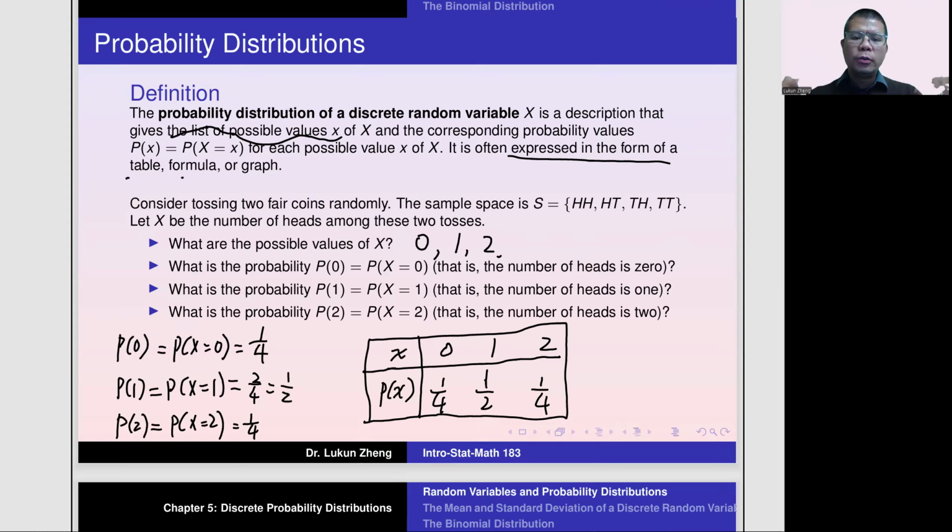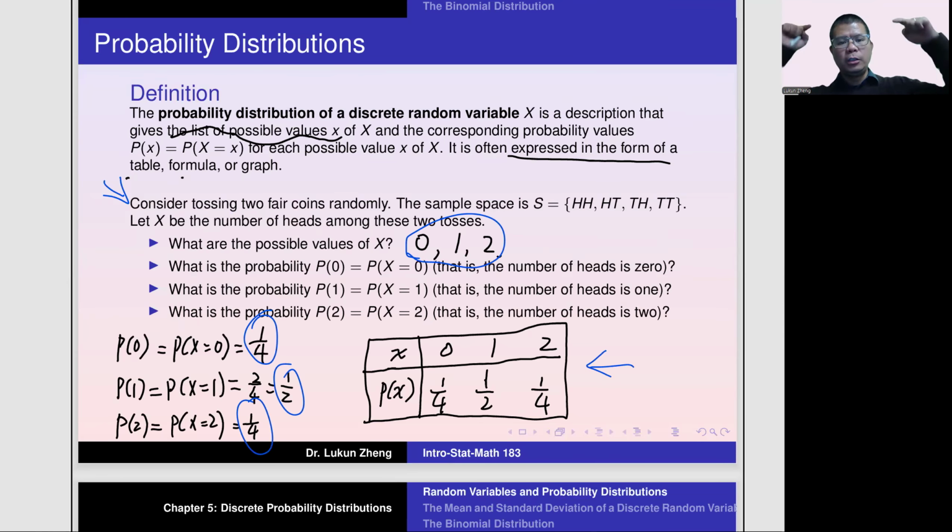So you have the possible values of this random variable, and you also want to find the probability values as well. For this example, the possible values are 0, 1, 2, and the corresponding probabilities are 1/4, 1/2, 1/4. So this table is the probability distribution of this discrete random variable. Very good.